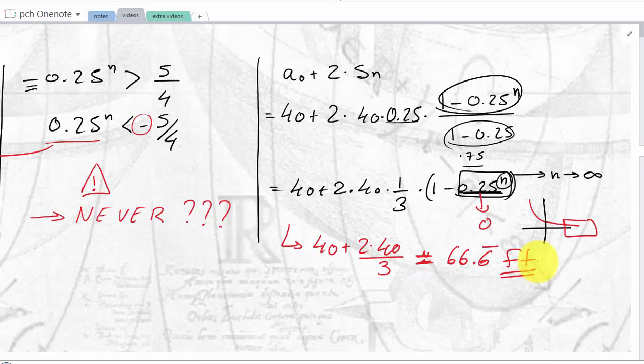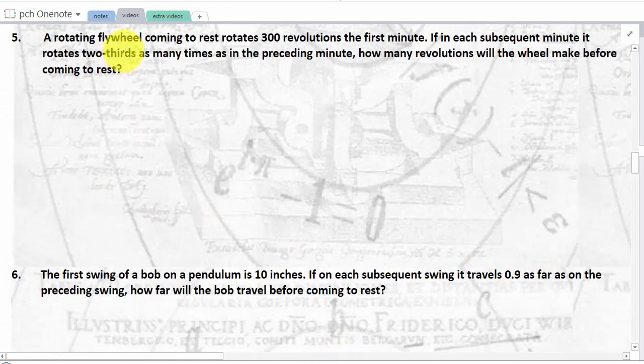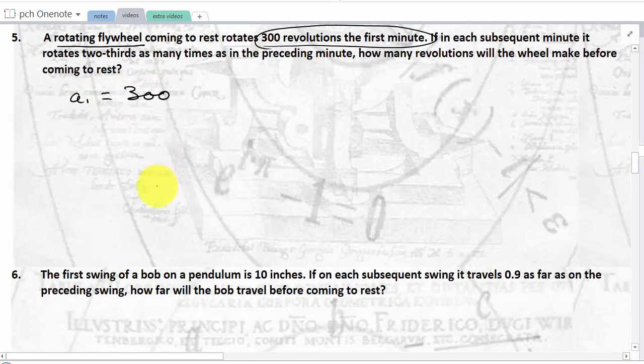Okay? Let's do one more problem. So in this problem, you have a rotating flywheel that is coming to rest. And it's rotating 300 revolutions the first minute. Okay, I'm pretty sure it's going to be a geometric sequence here. So let me write A1 equals 300. In each subsequent minute, it rotates 2/3 as many times as the preceding minute.